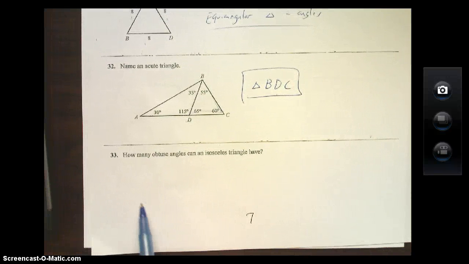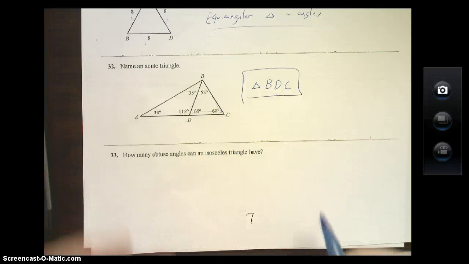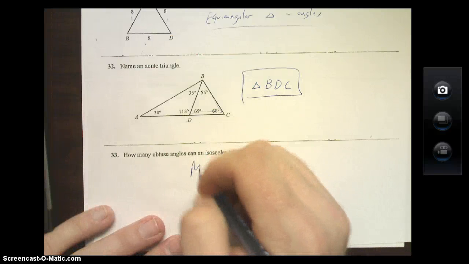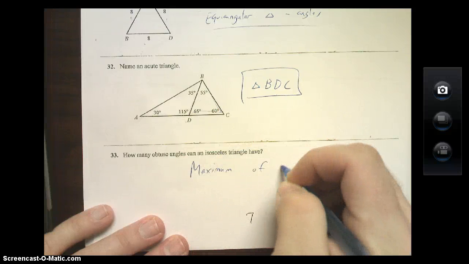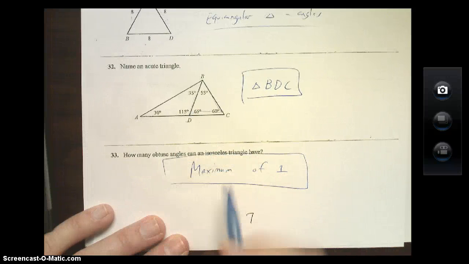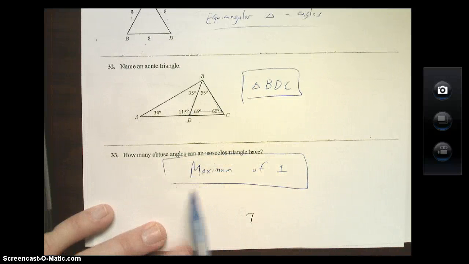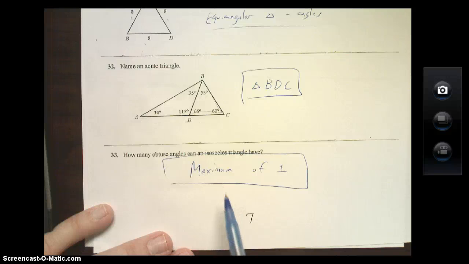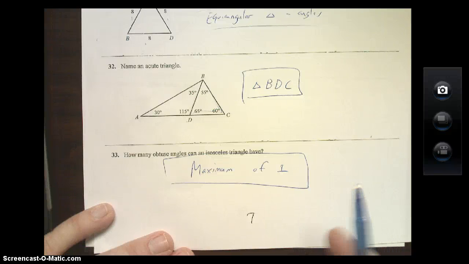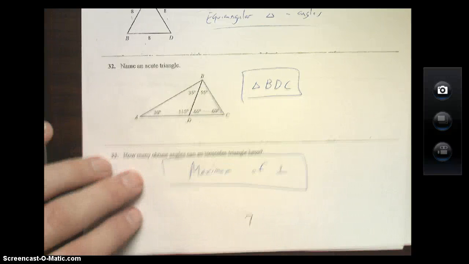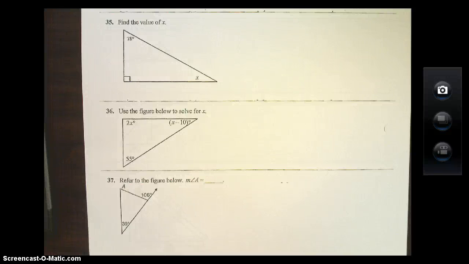Number 33, how many obtuse angles can an isosceles triangle have? Maximum of one, all right? We had a good conversation in class. The most obtuse angles you can ever have in any triangle has got to be one, because after that, you're going to be over 180, which would then be no longer a triangle, okay? So keep that in mind as well. See if we can get one more page in here.